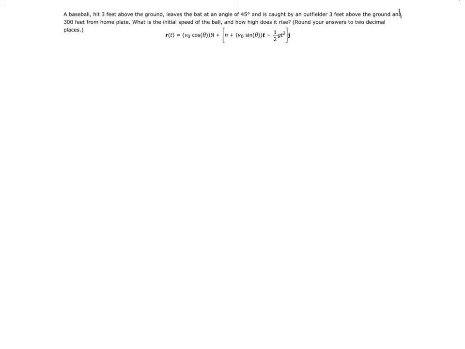Okay, so for this question, it asks you to find the initial speed and the maximum height of the ball with the initial height that you give and the final height that you have here, and then also the angle of the ball. All right, so first off, I'm gonna plug in the number that I gave.